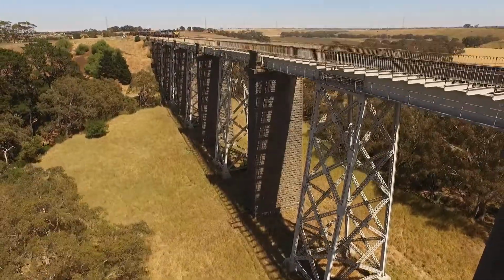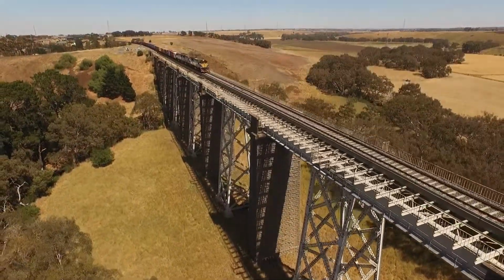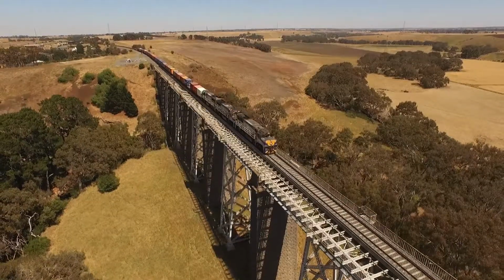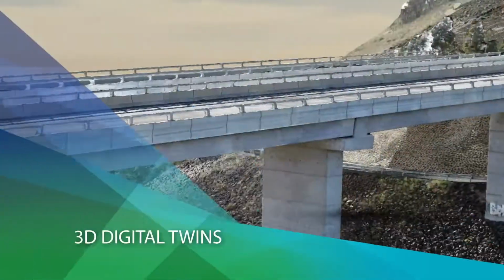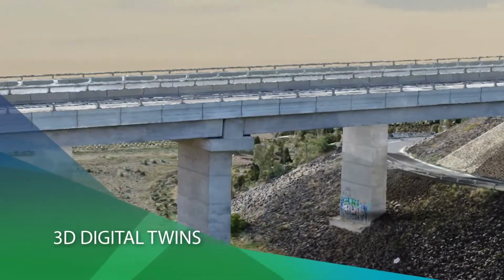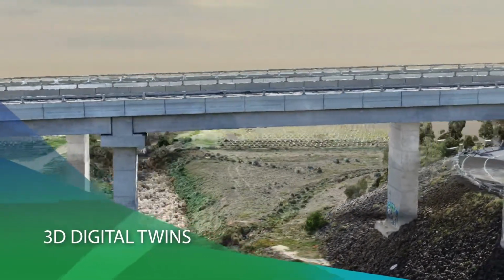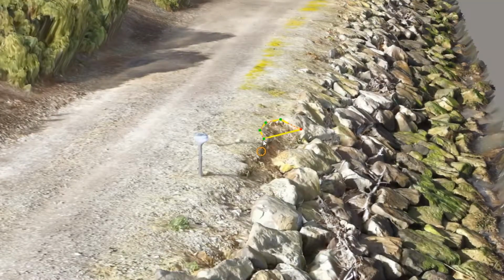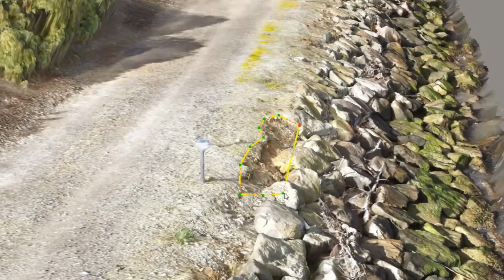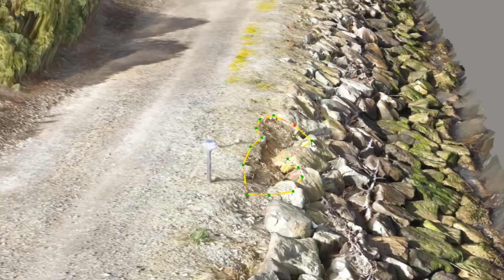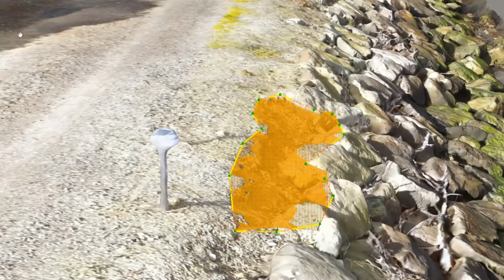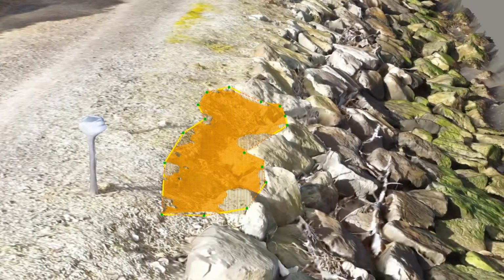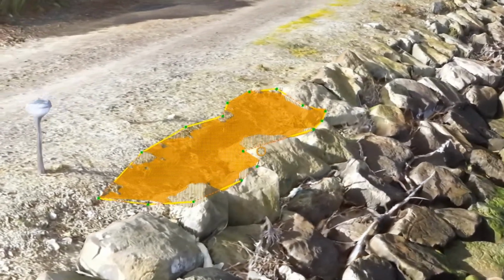A challenge for all asset managers is obtaining and maintaining a comprehensive understanding of the condition of their assets. Uaviation create 3D digital twins of real-world assets for the purpose of monitoring condition. 3D digital twins allow for maintenance information to be captured and located on the 3D model, improving understanding and communication of defects through your organization and to subcontractors.